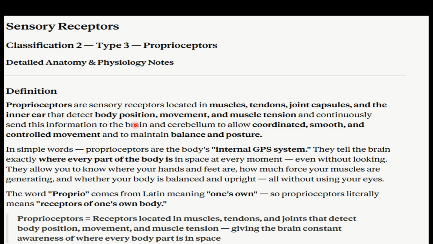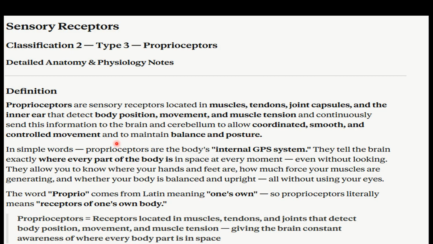So proprioceptors are sensory receptors located in muscles, tendons, joint capsules and the inner ear that detect body position, movement and muscle tension, and continuously send this information to the brain and cerebellum to allow coordinated, smooth and controlled movement and to maintain balance and posture. That is the main definition of proprioceptors.